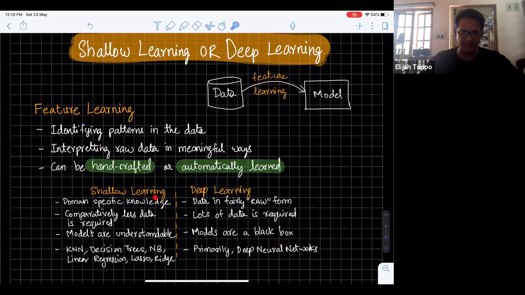Some examples of shallow learning algorithms are KNN, which is K nearest neighbors, decision trees, naive Bayes, linear regressions, lasso, ridge, etc. So these are examples of shallow learning algorithms.